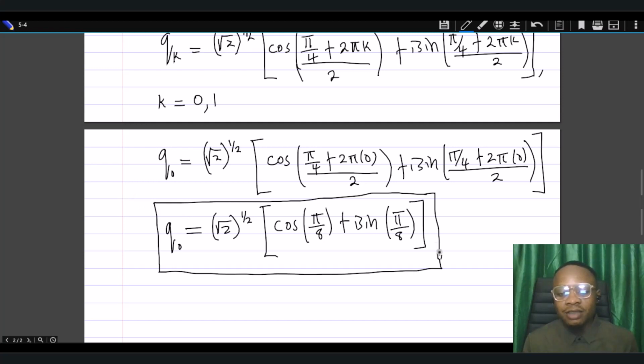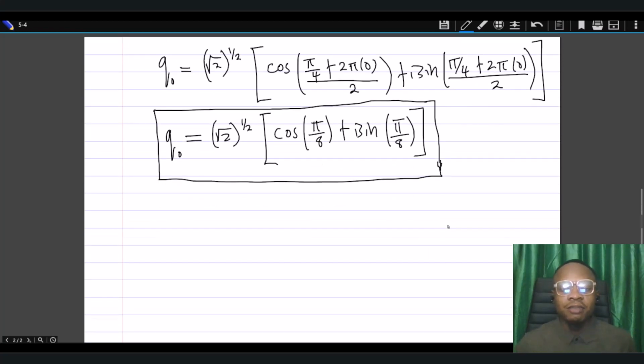Then to get the other root, let's get into it. For us to get the other root, that is when we say k equal to 1. So we can call that q1, and say that will be equal to root 2 to the power of 1 over 2.